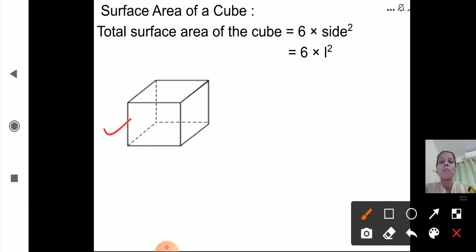Total surface area of the cube is equal to 6 multiplied by side square. Okay, 6 into side square. So 6 multiplied by L square. L means side. Okay, side of the cube. Okay, so this is the formula to find out total surface area of the cube. So till now we have seen the 2 formulas, total surface area of cuboid and total surface area of cube.